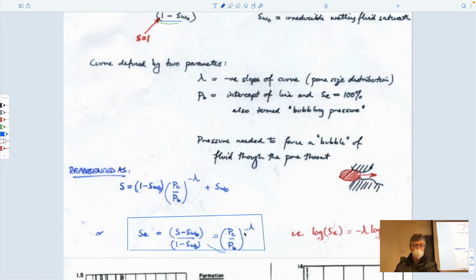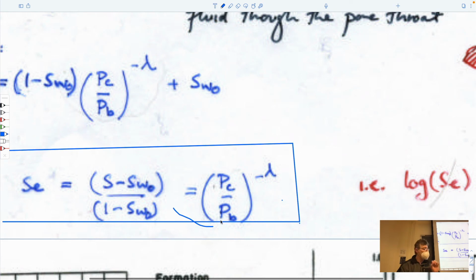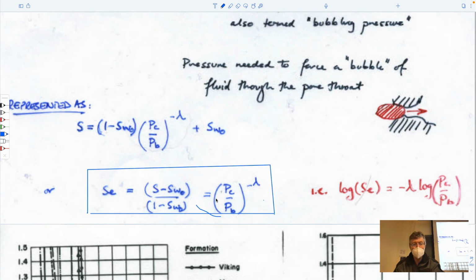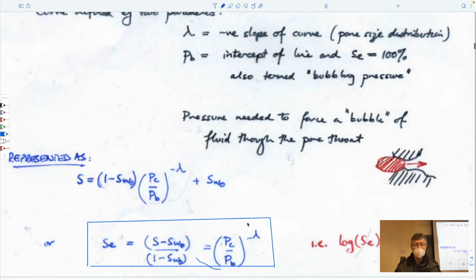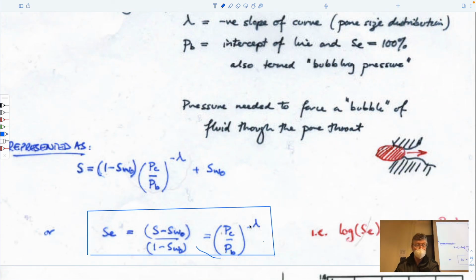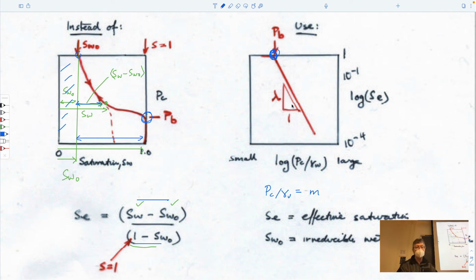So the bubbling pressure, remember, is the pressure at which the bubble of air makes entry. So this is when it's effectively at 100% saturation. If you have a capillary pressure above the bubbling pressure, you'll have less than 100% saturation. And so what it allows you to do is define this curve in terms of this exponent, lambda, which is just the steepness of this curve.